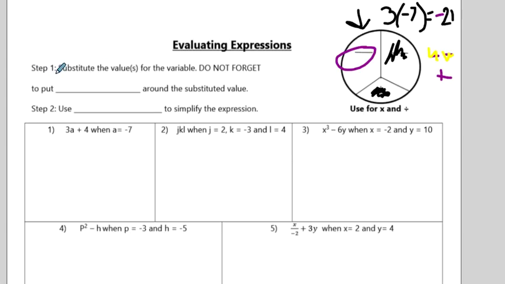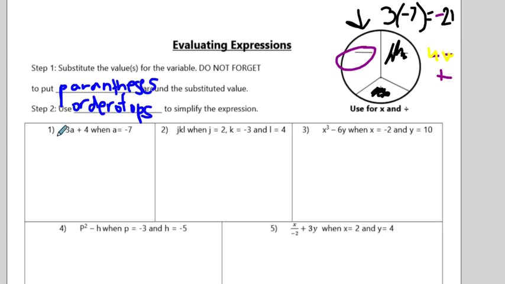Alrighty, so step 1, when we're evaluating expressions, it says substitute the value for the variable. Do not forget to put, and this would be our good old parentheses, around the substituted value. Step 2 says that we are going to use order of operations to simplify the expression.